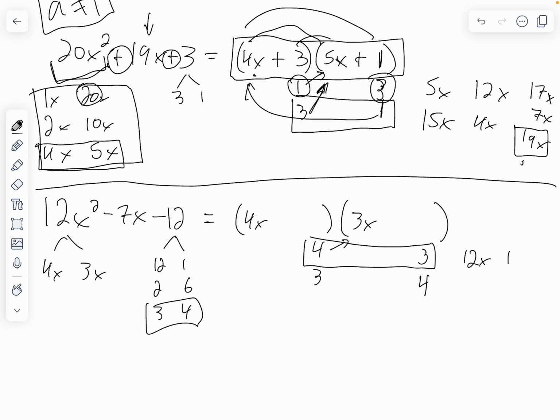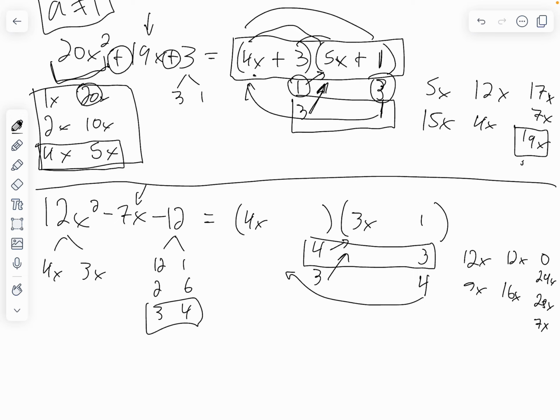3 times 4 is going to give me another 12x. 12x and 12x could give me 0, or it could give me 24x. Neither of those is what I want. I want 7. Let's try the other one. 3 times 3 is going to give me a 9x, and 4 times 4 over there is going to give me a 16x. That could make a 25x, or it could make a 7x, right, if I subtract.